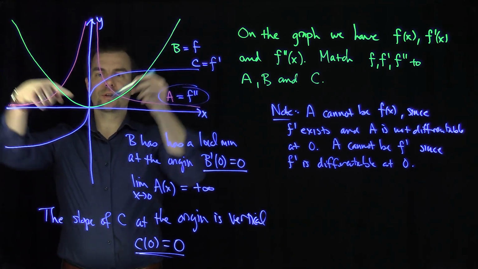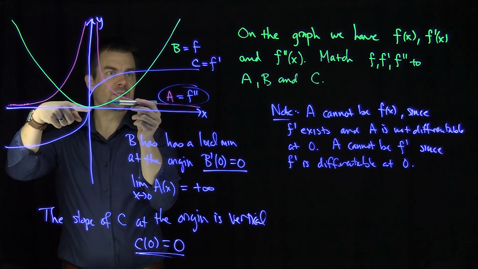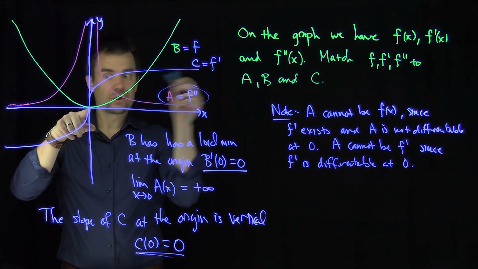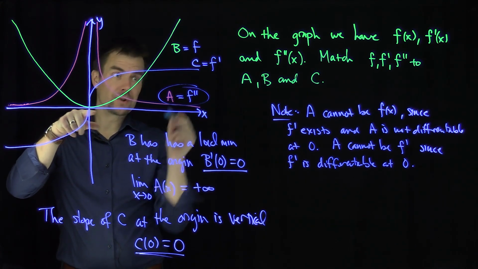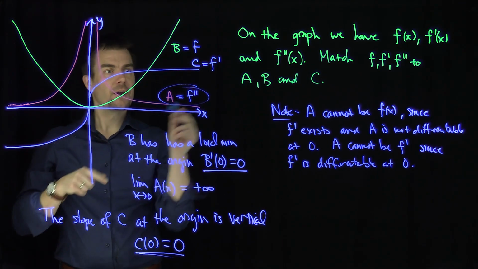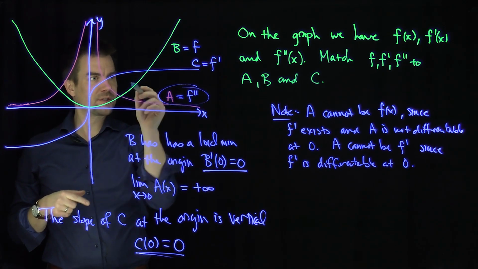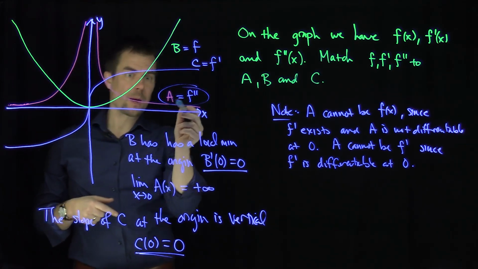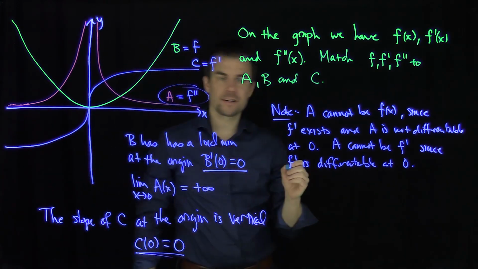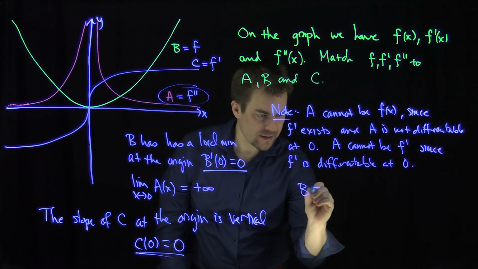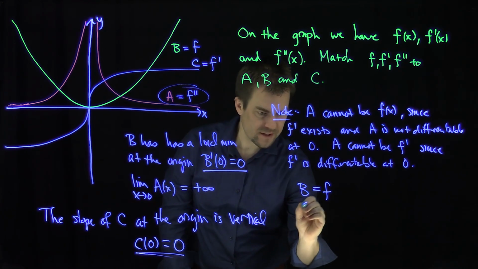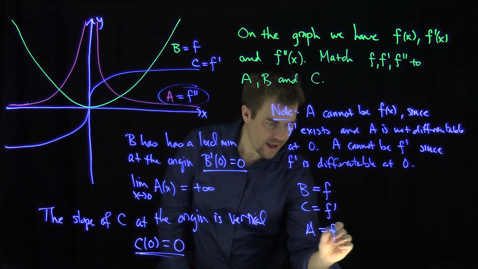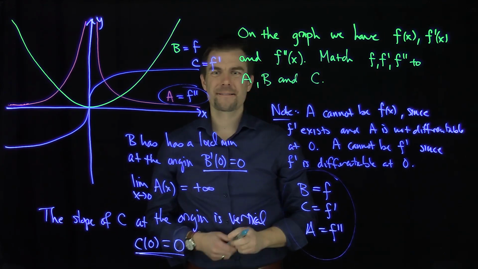So if B is the function, the derivative of B at the origin is 0 because B has a local minimum there. And the function C is 0 at the origin, so C can definitely be the derivative of f. And furthermore, the derivative of C at the origin is undefined, which is a property that A shares. So the final answer is that B is the function f, C is the function f prime, and A is the function f double prime. Thank you very much.